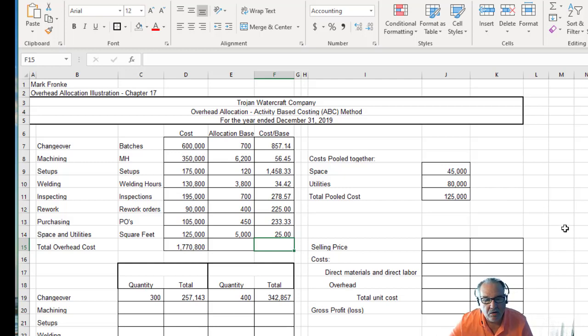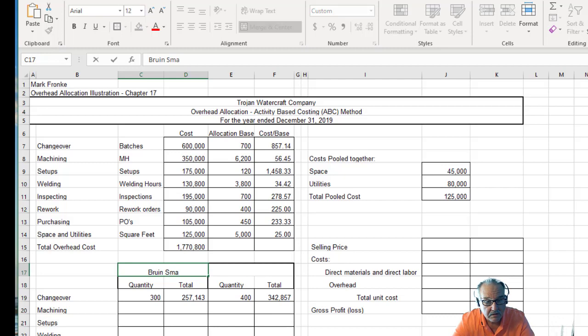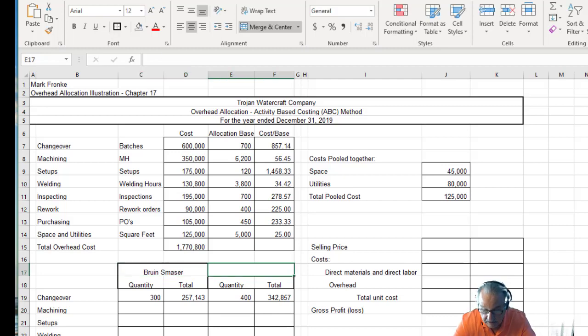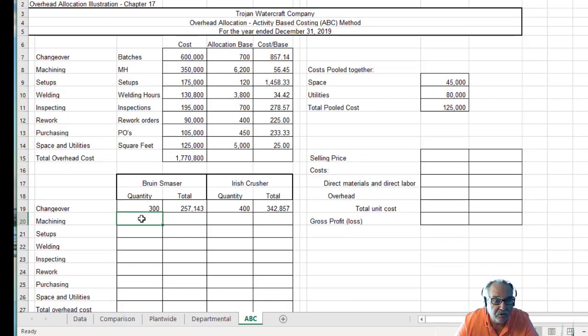And what we have to do now is allocate it between our 2 products, which is the Bruin Smasher and the Irish Crusher. So I'm multiplying the quantity of the base times my cost per base that I calculated up above. So for changeovers, the Bruin Smasher used 300 batches, and the Irish Crusher, we did 400 batches.